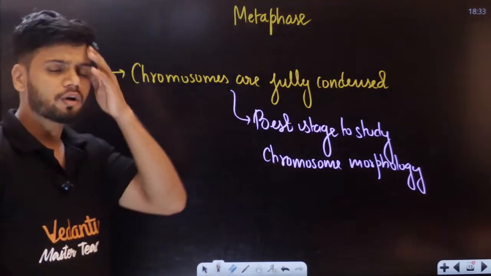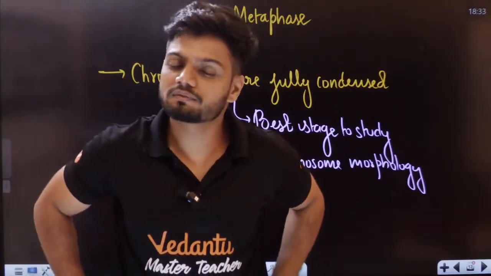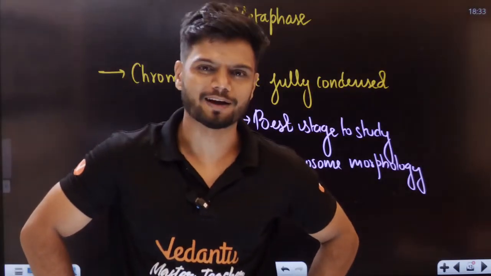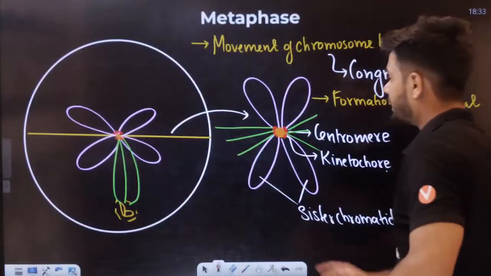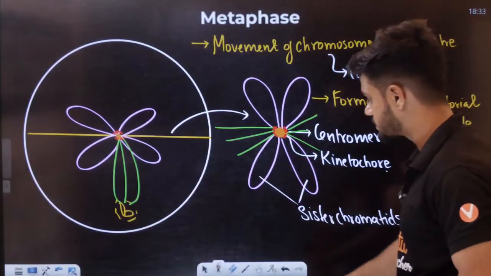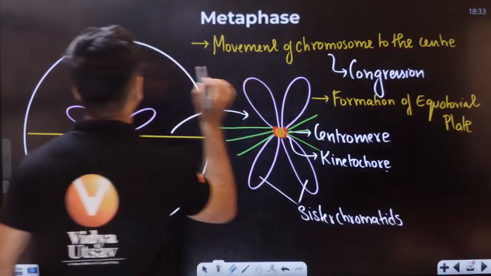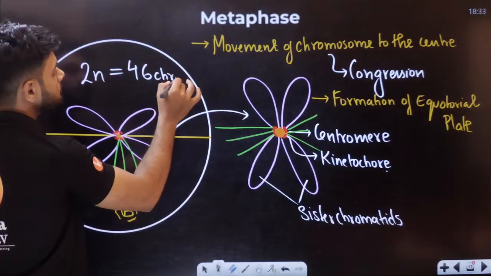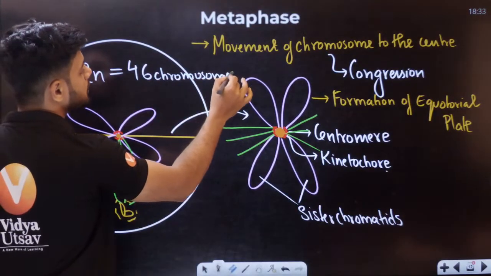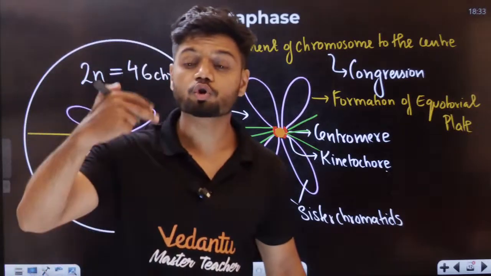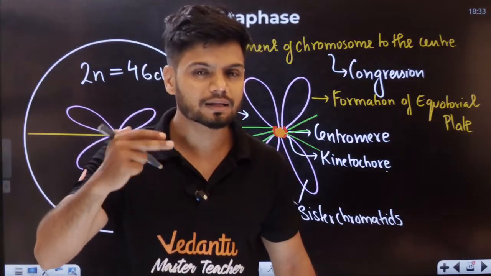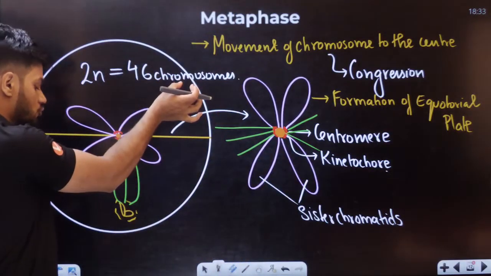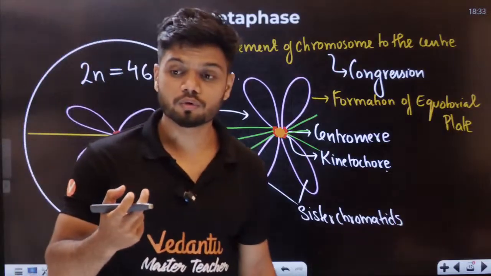Now, students, can anyone tell me, if this is a diploid cell, how many chromosomes do I have in this diploid cell? A diploid cell will have 46 chromosomes. And every single chromosome has 2 chromatids. So can I tell there are 92 chromatids here? There are 46 chromosomes and 92 chromatids.